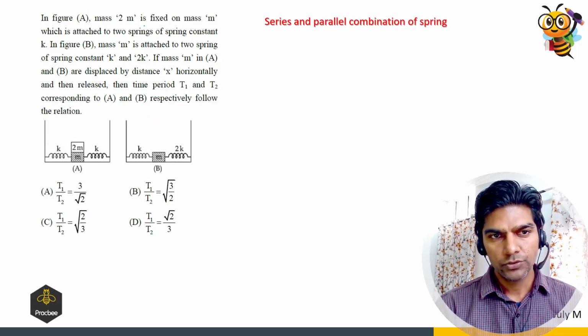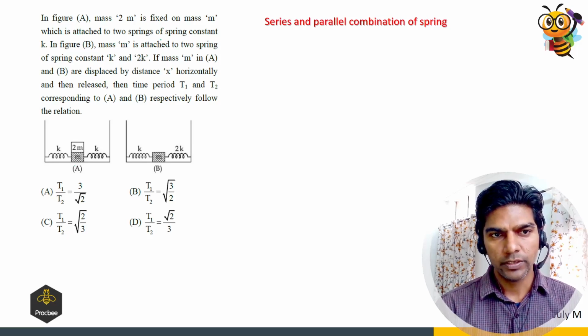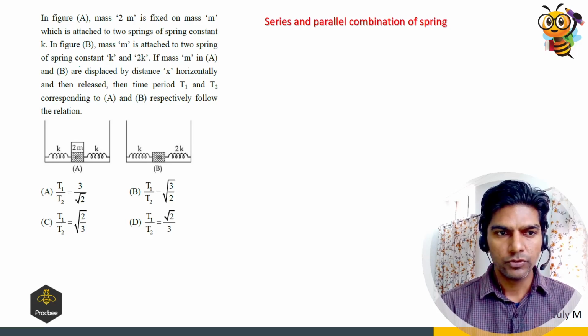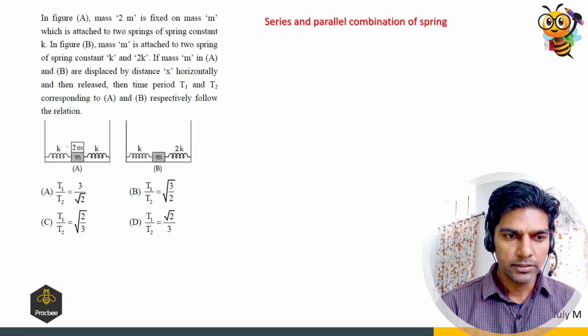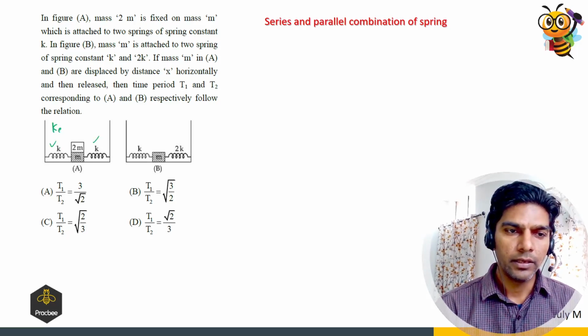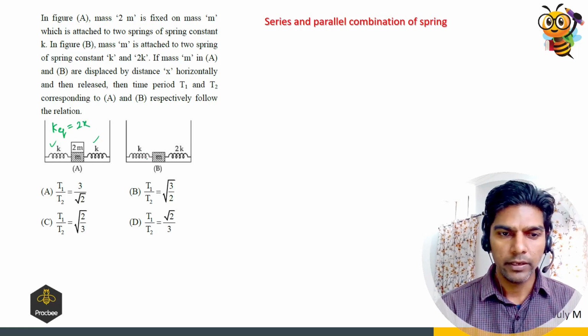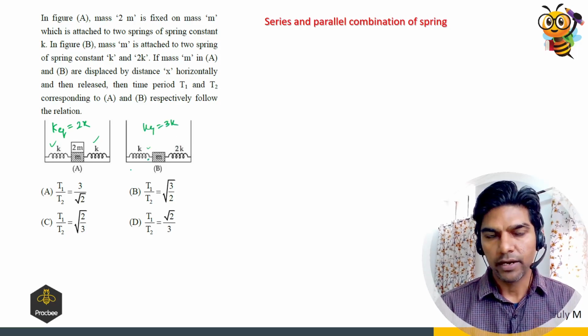In figure A, mass 2m is fixed on mass m, which is attached to the springs of spring constant k. In figure B, mass m is attached to the two springs of spring constant k and 2k. If the masses in A and B are displaced by a distance x horizontally and then released, compare the time periods. Since these two springs are connected in series, k equivalent in this case will be 2k by 3. Here they are connected in parallel, so the k equivalent will be 3k. We have to just add the spring constants.